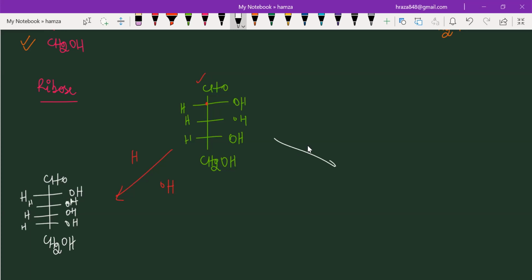And again in the same way, H on the right hand side, OH on the left hand side. So again this will be CHO, and this part will be added, H on the right hand side, OH on the left hand side, and the rest part will be as it is.